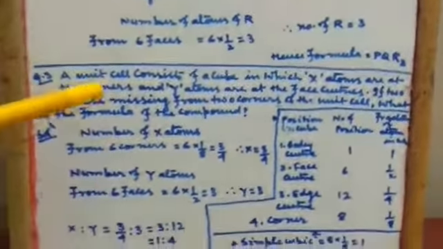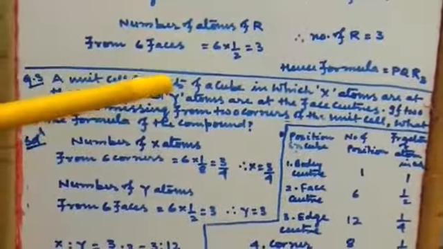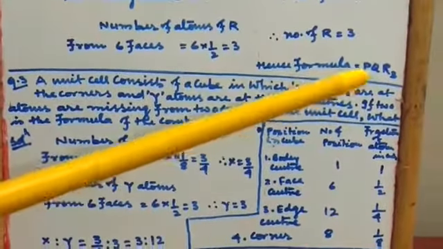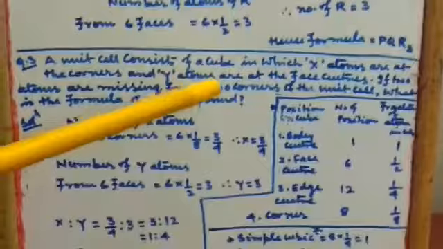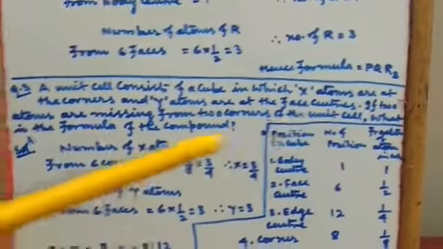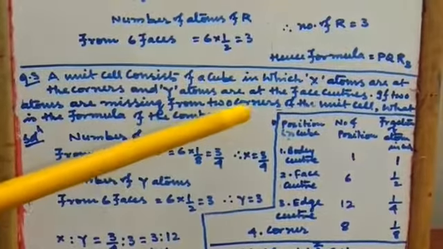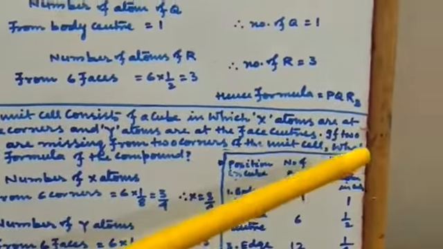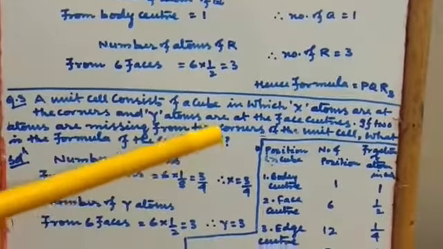Next question, question number 3. A unit cell consists of a cube in which X atoms are at the corners and Y atoms are at the face centers. If 2 atoms are missing from two corners of the unit cell, then what is the formula of the compound?